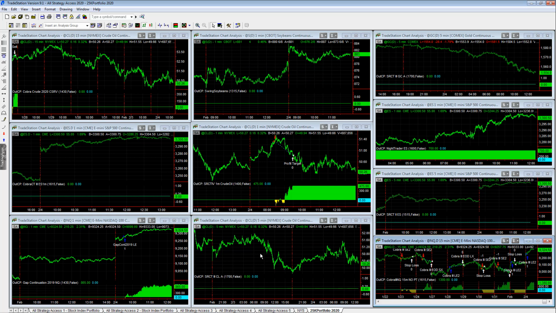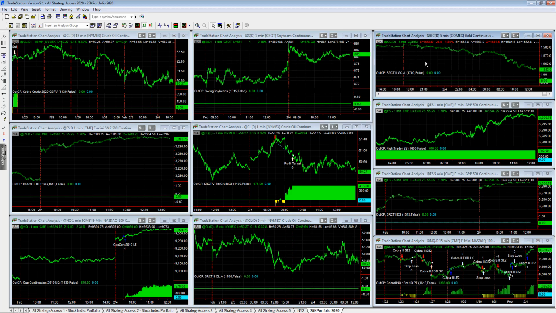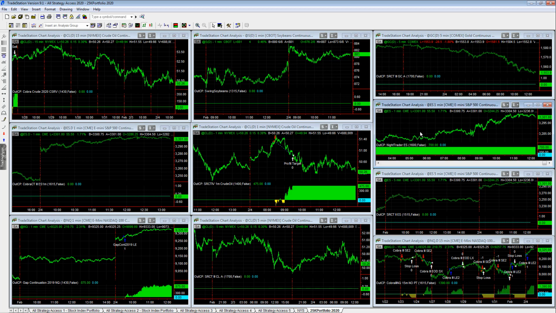So you have 4 swing trades and 6 day trades. Once again, the swing trades are soybean swing, SR counter trend 3 crude, SR counter trend 3 gold, and NinjaTrader ES. Those are the swing trade strategies. That whole position is overnight and over the weekend. You can trade around that if you wish.